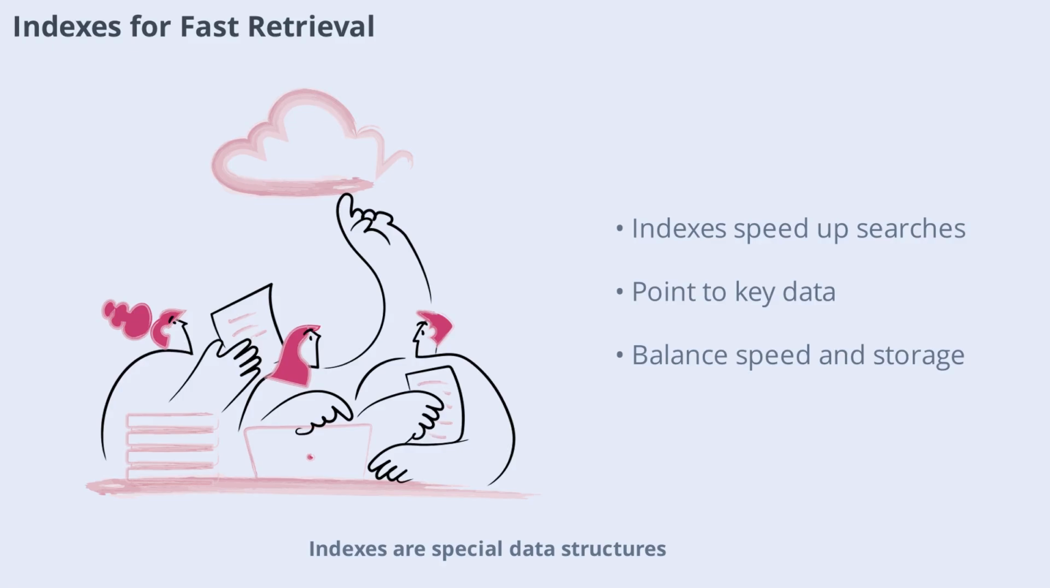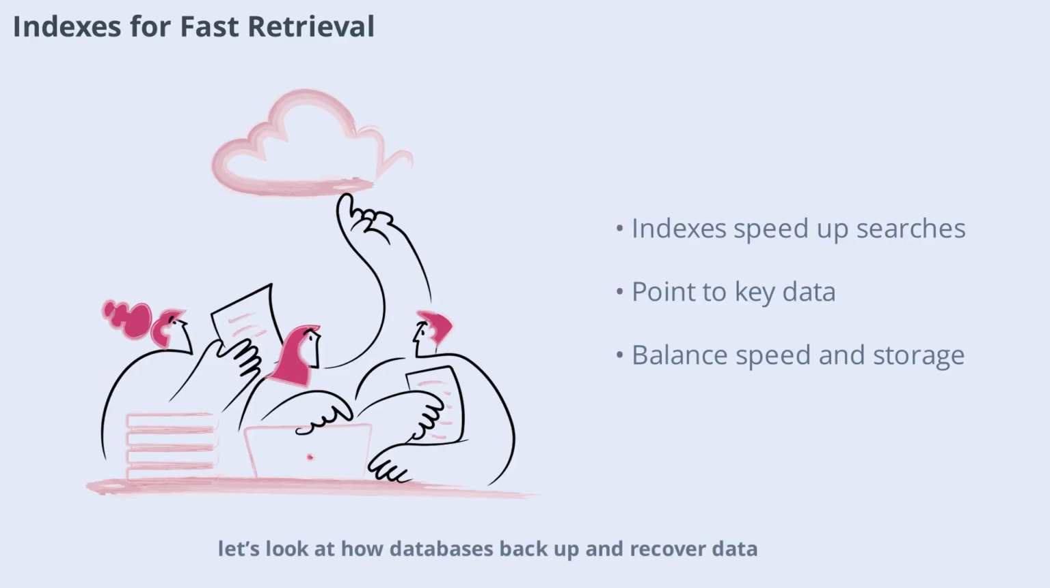Indexes are special data structures that help databases find information quickly. Think of an index like the table of contents in a book. It points you directly to the information you need. By creating indexes on important columns, databases can speed up searches and queries, especially in large tables. However, indexes also require storage space and can slow down updates, so they must be used wisely.